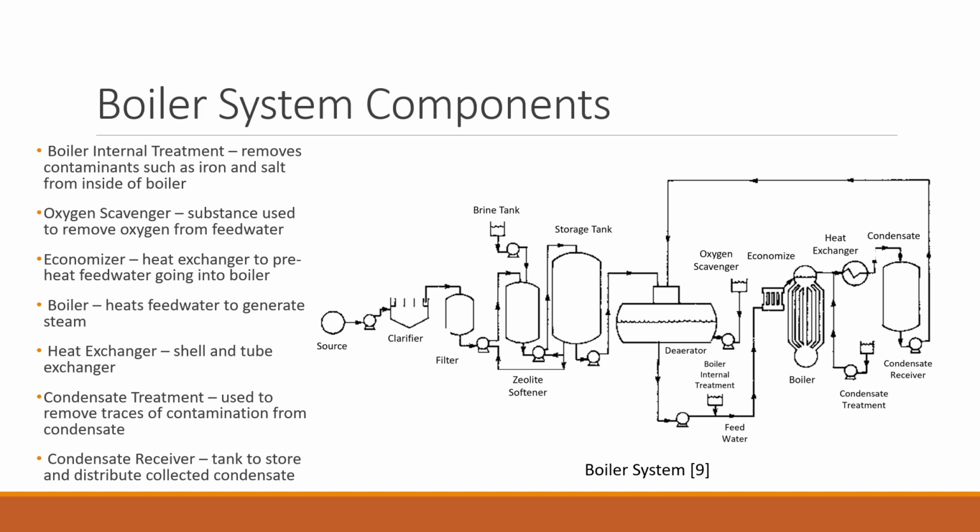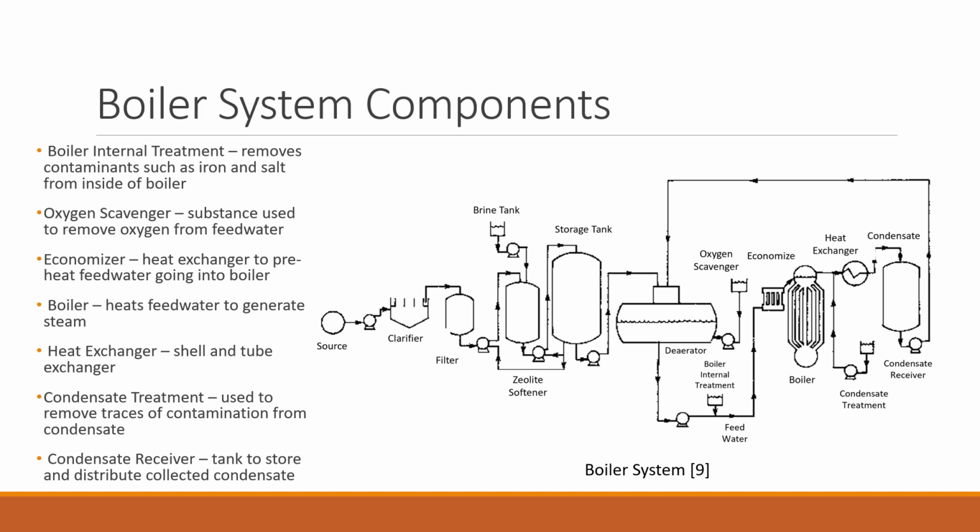Before the boiler, you'll see an economizer. This is a heat exchanger used to preheat the feedwater going into the boiler. This is because if you introduce warmer water, it takes less energy to create the steam that you want from the boiler rather than if you introduce cold water to the boiler. The boiler heats the feedwater to generate steam, and exchangers in these systems are most commonly shell and tube, but this can differ from system to system.